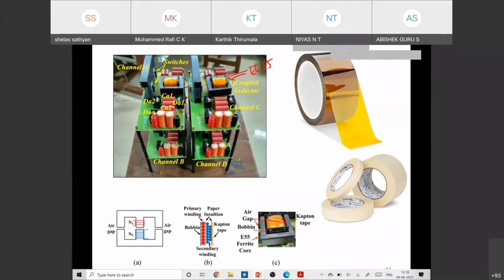If you see this design procedure, this air gap is distributed across the three limbs, and this core is an ungapped core. It is not a gapped core. The air gap is decided by me. I already put some insulating material here. So here I am putting the bobbin. So this is the bobbin. After the bobbin, I make the primary winding.